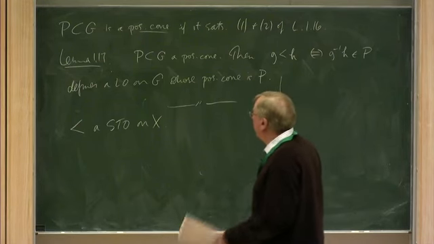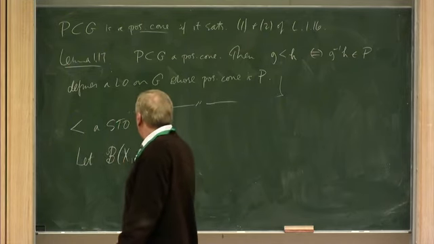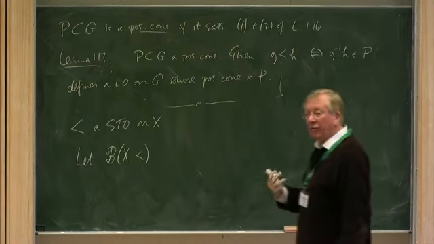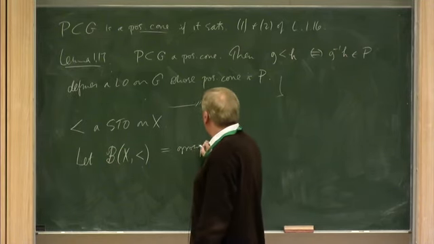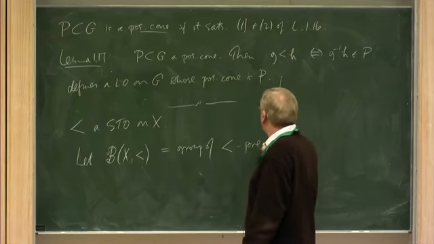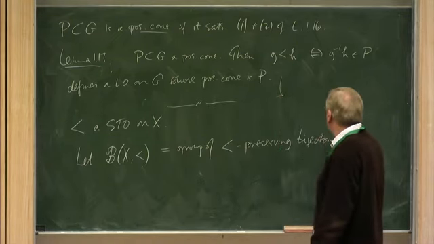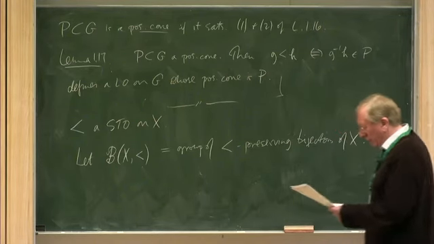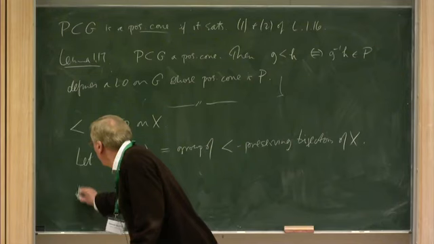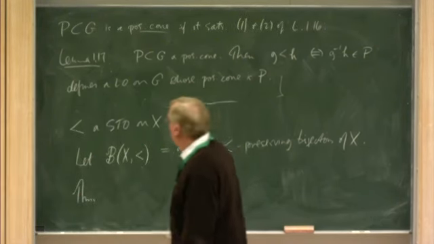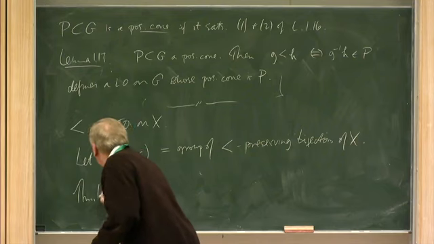Then we can look at the group of order-preserving bijections of the set X, right? So this is the group under composition, right? This is the group of order-preserving bijections of X. Well, such a group is always left orderable.